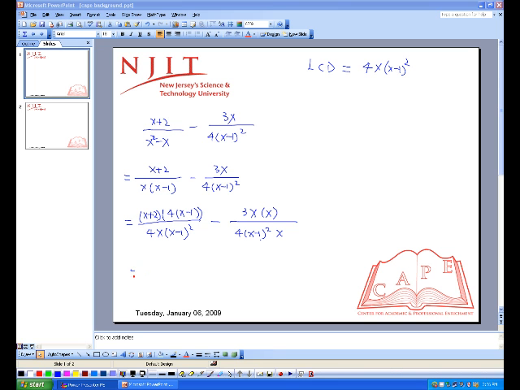Now when you do that, both of them have the same denominator already, so we can write it as a big fraction. The top is x plus 2 multiplied by 4x minus 1, minus 3x squared.